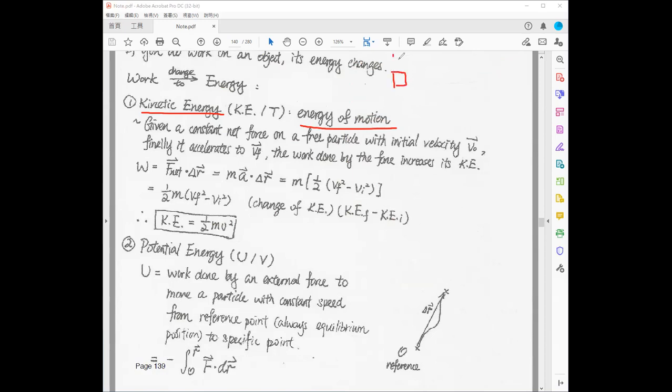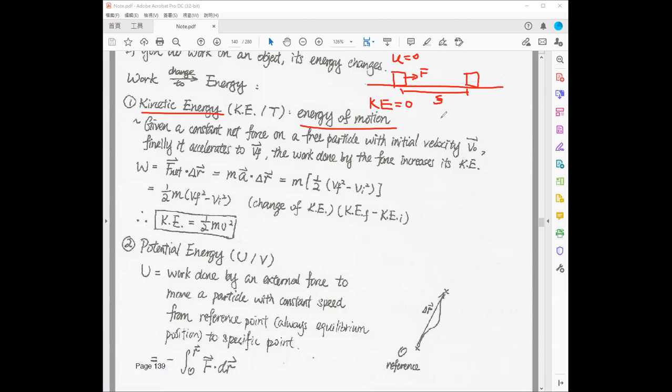Let's say the initial velocity of the object is 0. And then you apply a constant force on it to travel for a distance s, or the displacement s. Now you know this force will increase the energy of this object. And the energy it increases is the kinetic energy because the object is moving faster and faster. It's very natural for us to let the kinetic energy be 0 when the speed is 0.